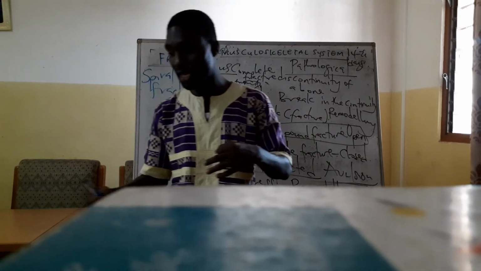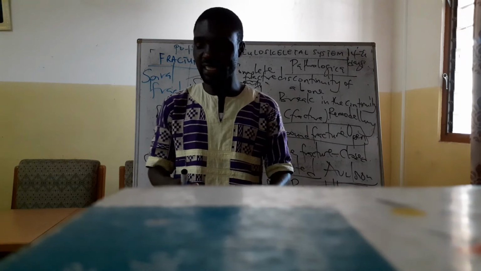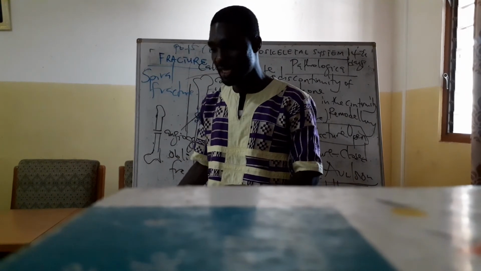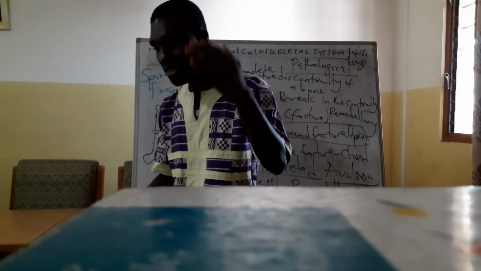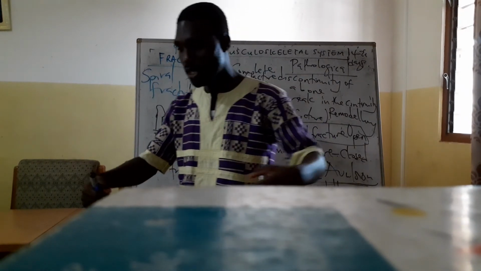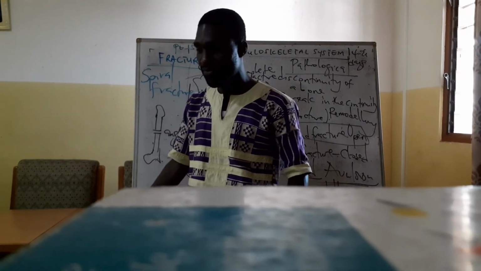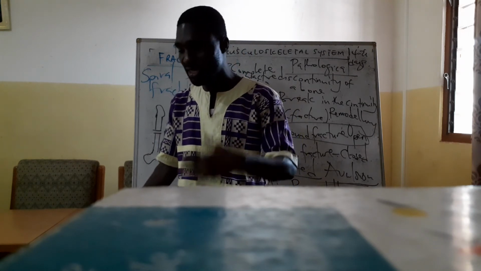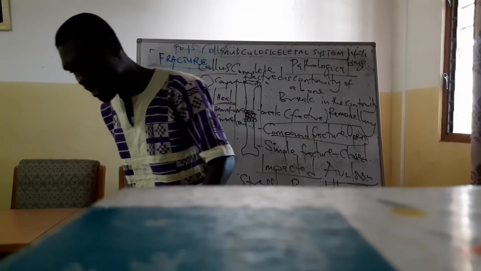With a closed reduction, the bone is brought together without making an incision into the skin, right? Whilst with open reduction, the surgeon has to make an incision through the skin before the bone is brought into alignment, right? And then there can be fixation, internal fixation, and then external fixation. All these are medical or surgical management.